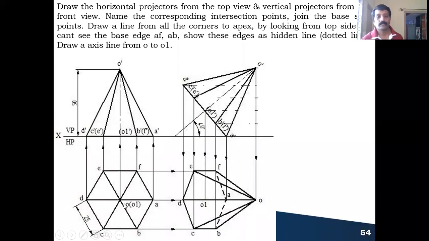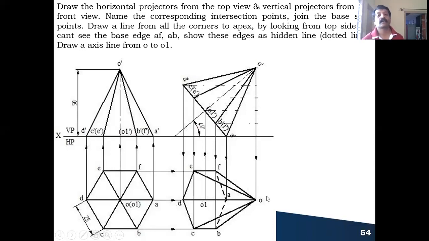and draw the horizontal projectors from all the points. Now you coincide the points. Where is A? A is here, A dash is here, this is A. B is here, B dash is here, this is B. C is here, C dash is here, this is C. D is here, D dash is here, this is D. E is here and E dash is here, this is E. F is here, F dash is here, this is F. O1 is here, O1 dash is here, this is O1. The apex point O is here and O dash is here, this is O.